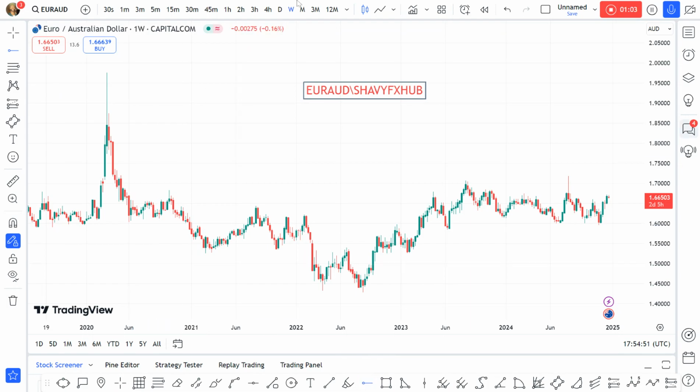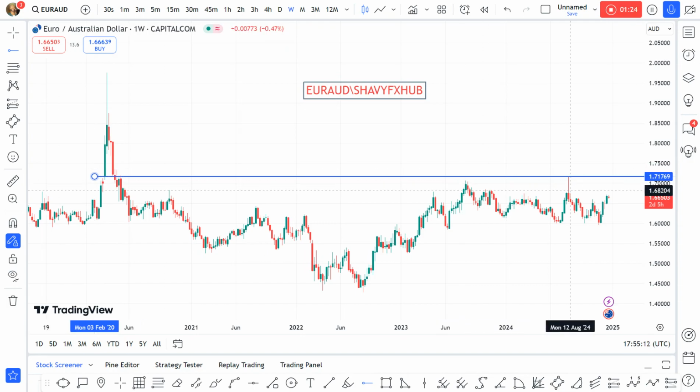So let's look at after price tapped into this March 2020 level. Let's look at 2020 price action. After the price dropped from there, price continued to drop, and the first attempt to buy was at this level. So you can see price came there in 2024 and rejected. So this becomes your new roof.